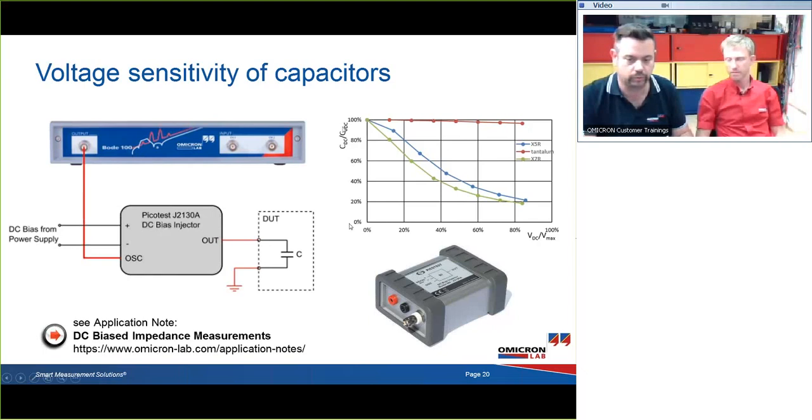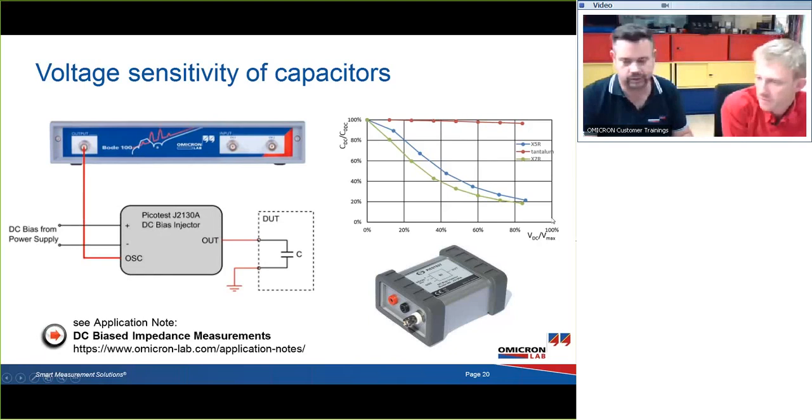So this is a normalized diagram. So you can see how the capacitance deviates from the nominal capacitance over the voltage. So this is the nominal voltage of the capacitor. Let's say it's 10 volts. And let's say we have 100 microfarads, and this would tell us that this X7R capacitor has around 40 microfarads at 4 volts DC. So that's important to take into consideration, but it's not part of this webinar.